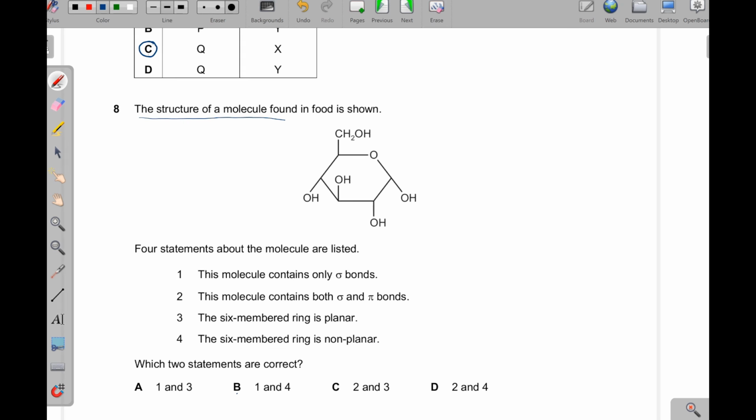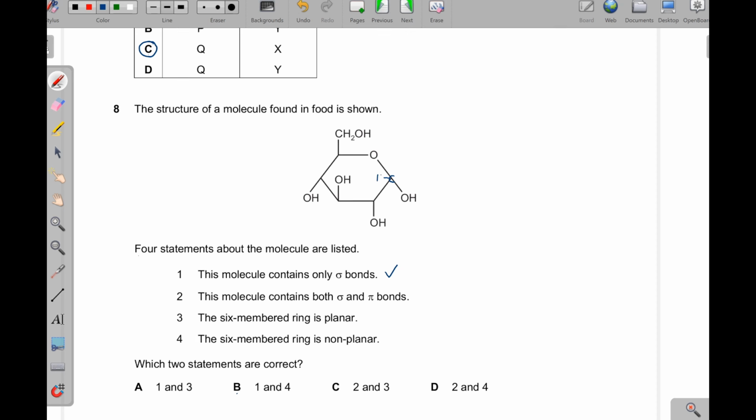Question 8. The structure of a molecule found in food is this one here. It looks like that of glucose. Those who are doing biology, you know that better. Four statements about the molecule are listed. This molecule contains only sigma bonds. This is true because there is carbon here. We are seeing single bonds here.